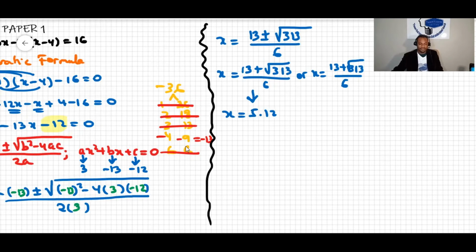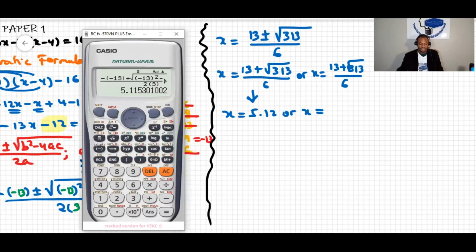Now we're going to do the same also for the other solution. On the calculator here, we can just change the sign, because we did work out the one with the positive.